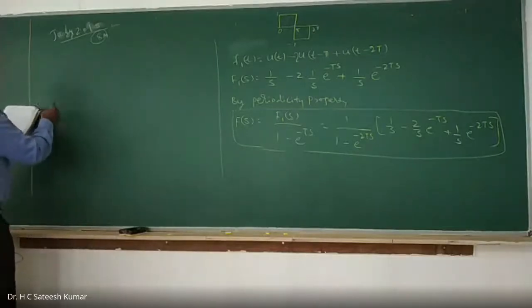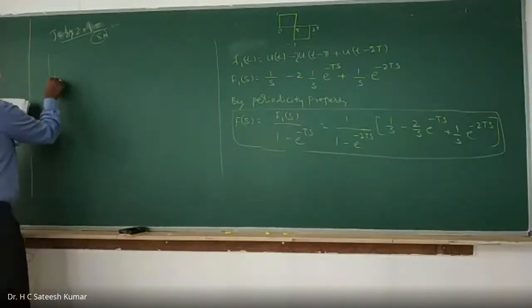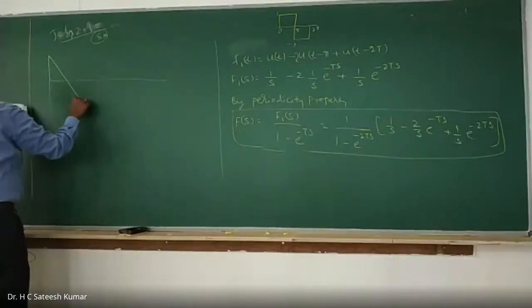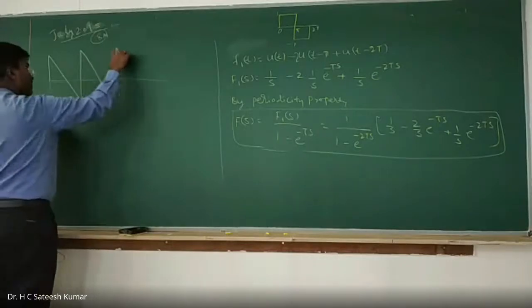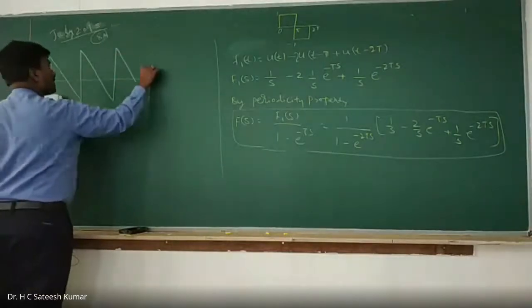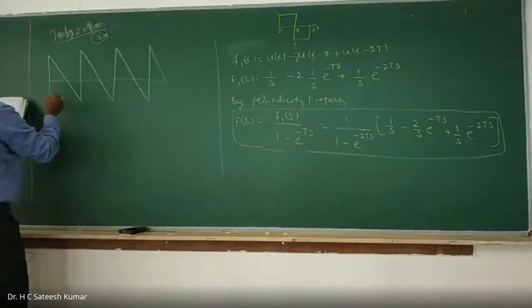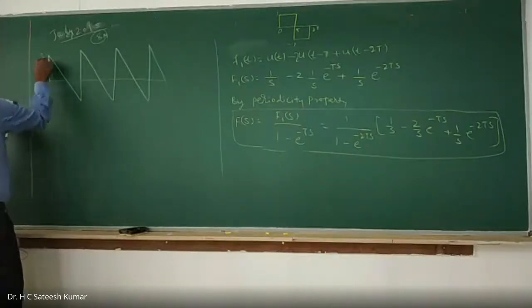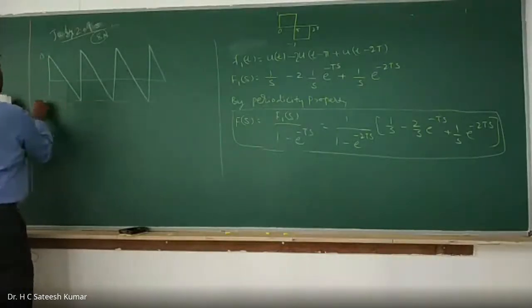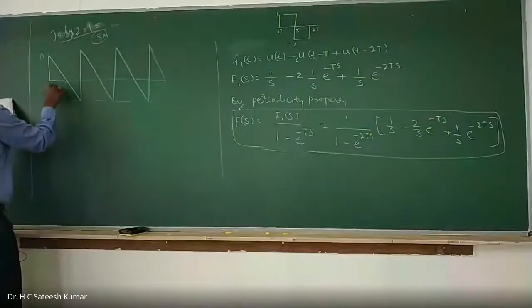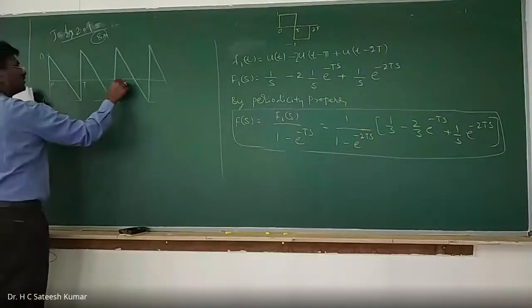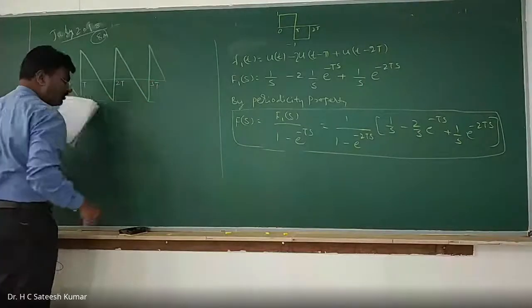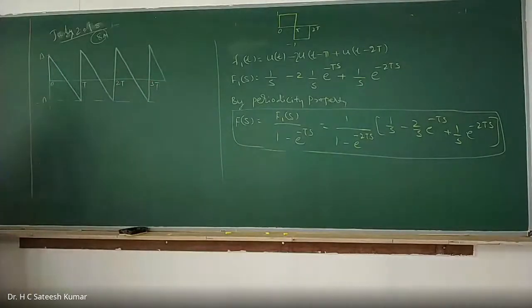Determine the Laplace transformation of the periodic waveform shown in figure, he said. Okay, the amplitude, this one I'll call it as A, this one I'll call it as minus A. And this is 0, this is T. And this is 2T, this is 3T. Okay, once again, this is easy one.